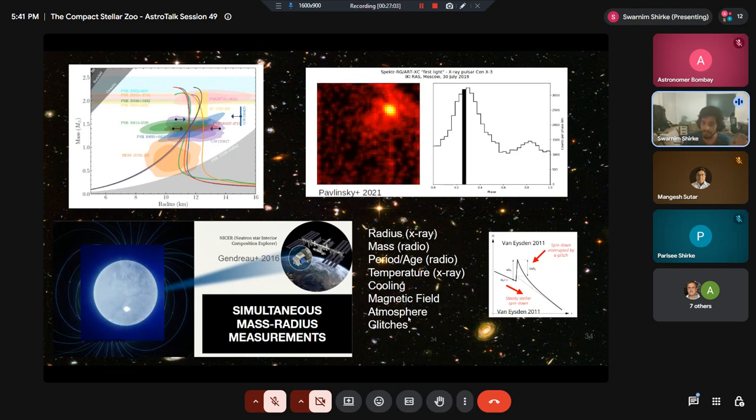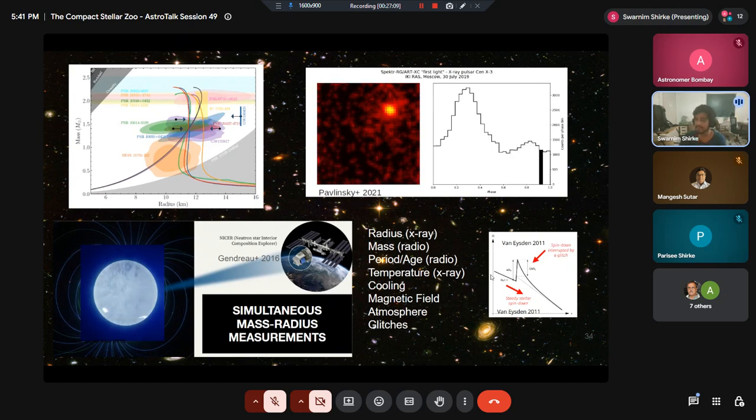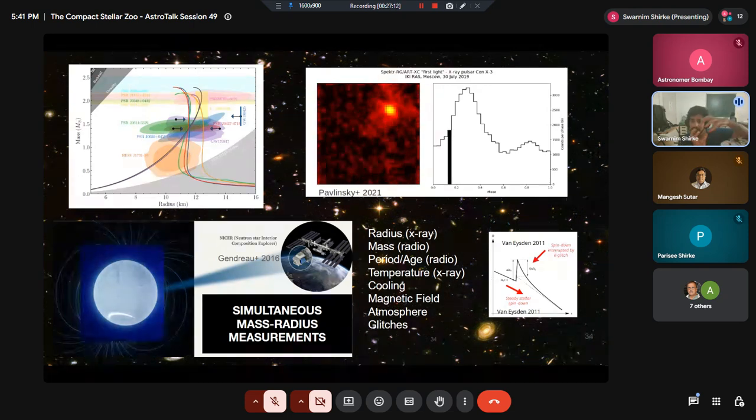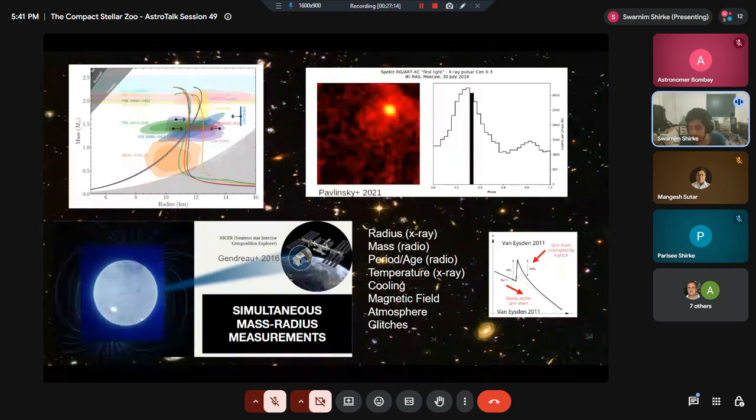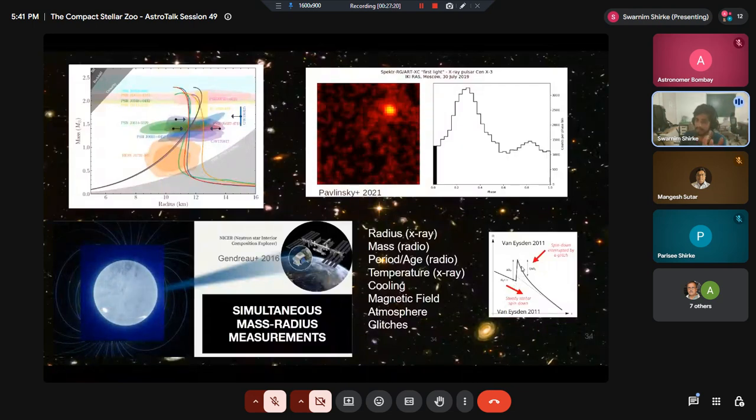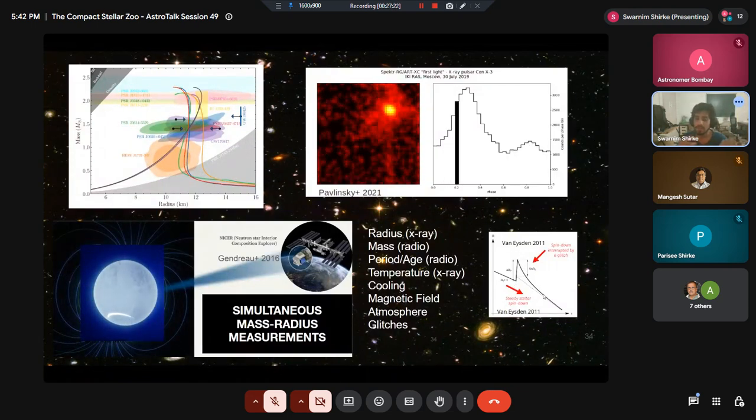And timing also gives you, we have found these events called glitches. A glitch is where you have this pulsar and suddenly it starts spinning up. So this is basically the frequency as a function of time. It's usually spinning down, suddenly you see a spin up, and then again it starts spinning down. All of this has to do with the interior, glitches particularly.